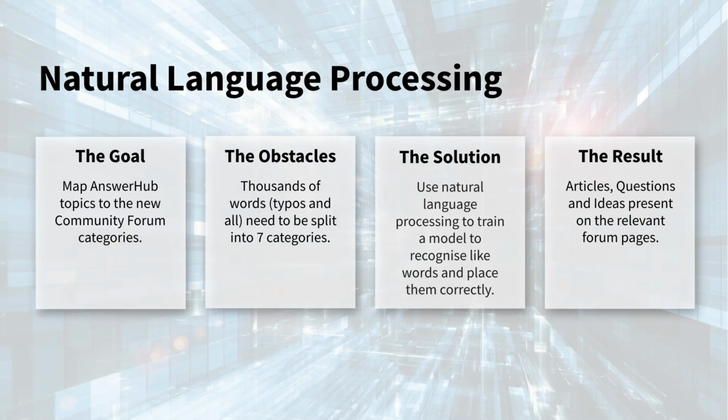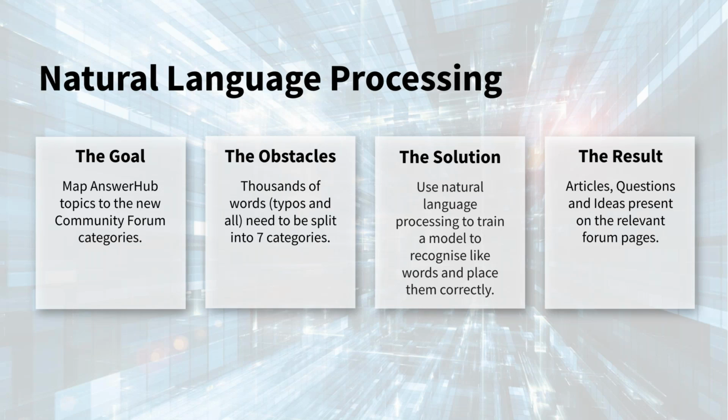Okay, so our second challenge or top tip is to take advantage of the natural language processing tools that FME has available. In Answerhub, users and staffers were able to enter any text value and any number of topics whenever they created a post. However, in the new community, we have a designated number of categories for forum discussions. So we need to determine how to map these thousands of topics into these new categories and make sure that those are the ones that most accurately represent what that post was about.